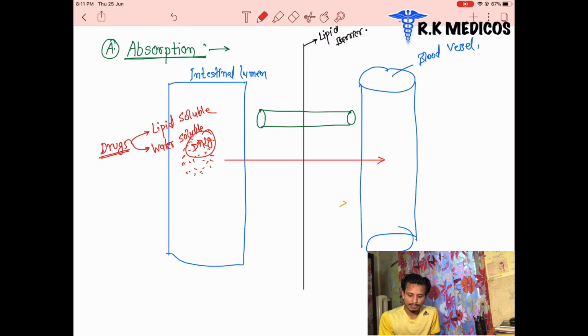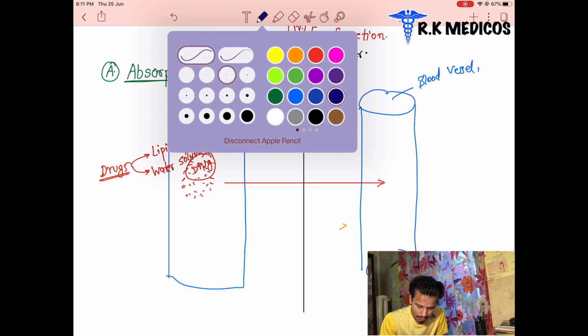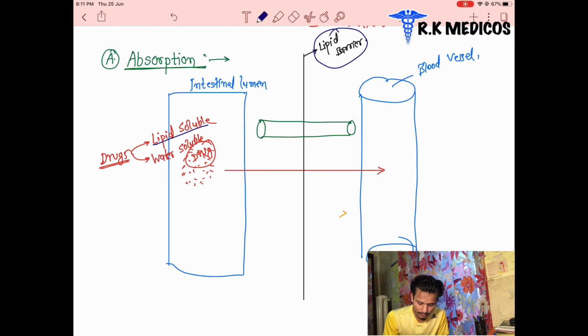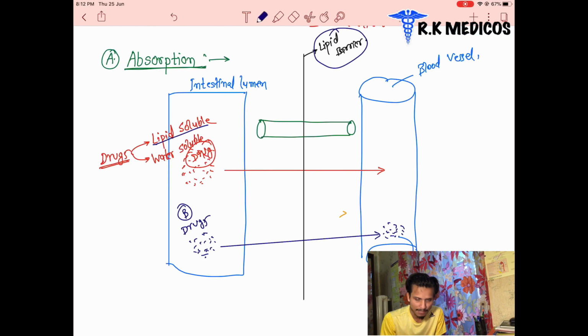When the drug is lipid soluble, then the barrier is also lipid in nature. So these drugs cross the lipid barrier and enter into the blood circulation or the blood vessels, because they are of the same nature. Suppose this is the type B drug. They are the same nature as the lipid barrier, soluble in the lipid. That's why lipid soluble drugs cross the barrier easily and enter into the blood circulation.